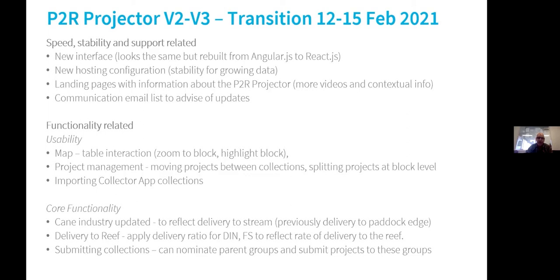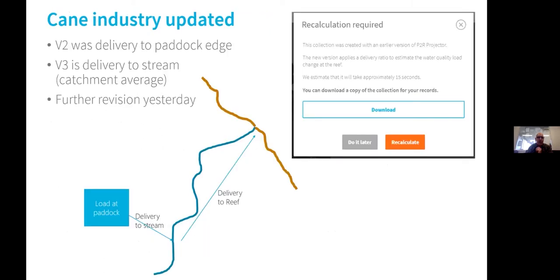So effectively there's an attenuation component in there. There's delivery to Reef now, so the reported values across any industry are now the load reported to the Reef. And we've got functionality here about submitting collections, so you can share collections of projects between groups by nominating a parent group. So let's just talk quickly about that, the cane industry update.